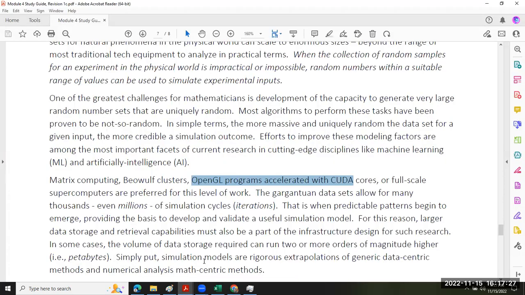Beowulf clusters is another method of doing this. If you take a series of machines and bind them together into a working group called a cluster, you can take a computing task and split it between all the different machines. The common name for the open source method is Beowulf.